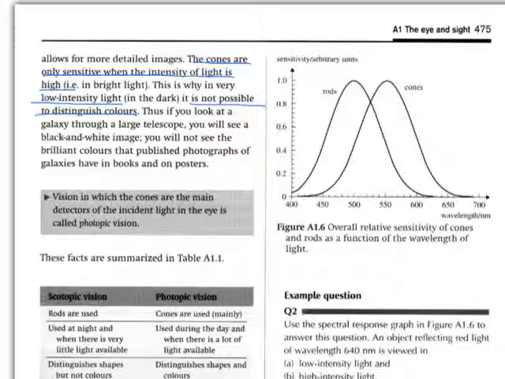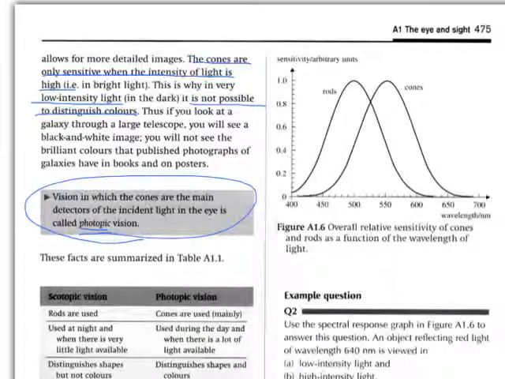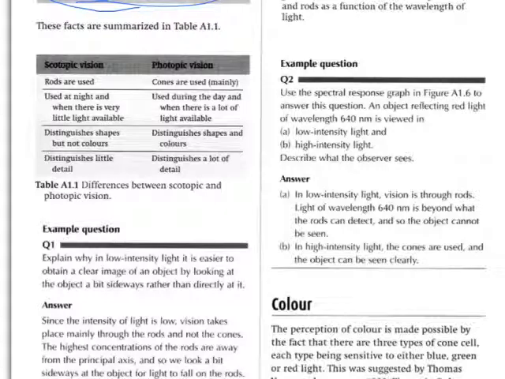This is why in low intensity light you can't see colours, because you're only using your rods in those kinds of situations. The definition then of photopic vision is vision in which the cones are the main detectors of the incident light. So you have scotopic and now photopic. So what do you have to do? You literally just have to learn all that information off by heart.